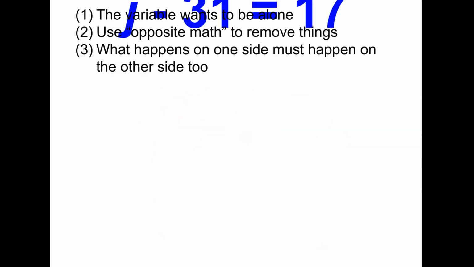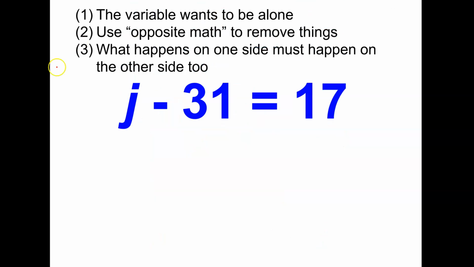How about another example, this time with subtraction? All right, rule number 1, the variable wants to be alone. Now our variable is j. Let's write it down here, all by itself, nothing in between it and the equal sign. Step 2, what is currently attached to that j, and how do we get rid of it? Right now, the thing preventing the j from being alone is this minus 31. How do we get rid of minus 31?